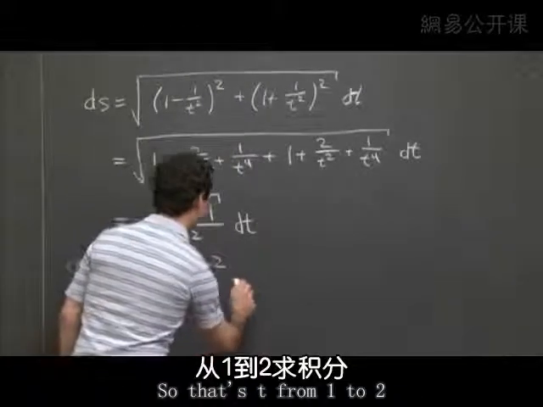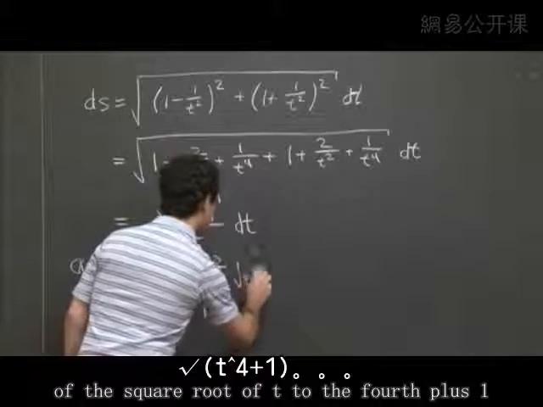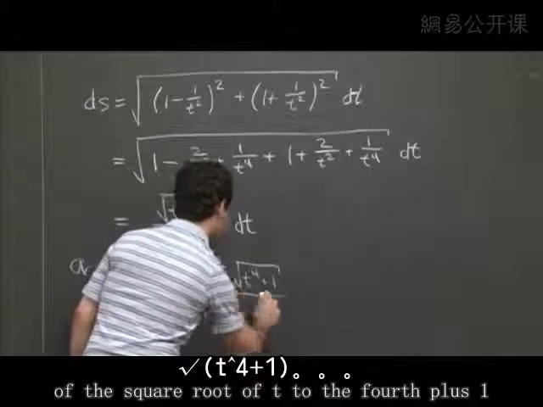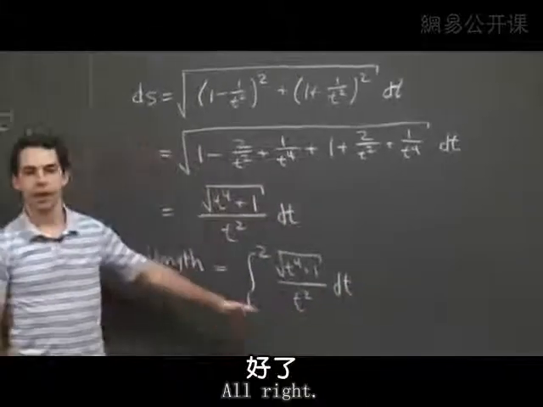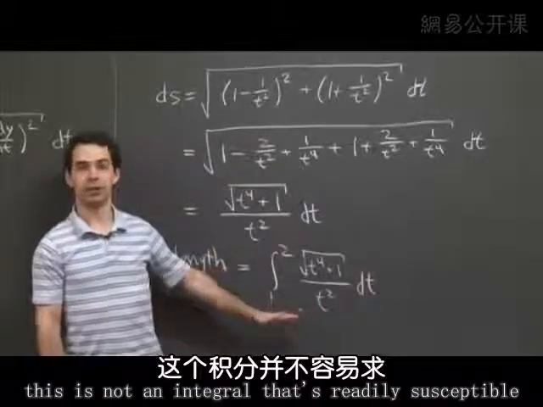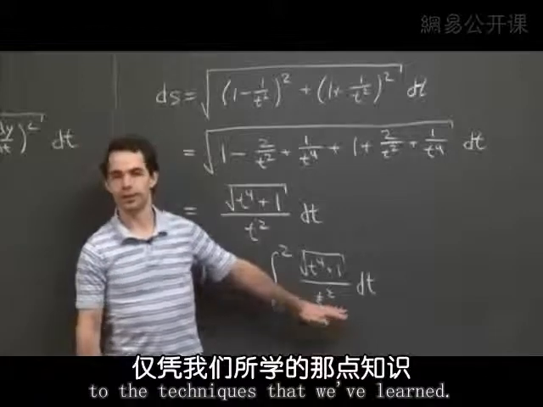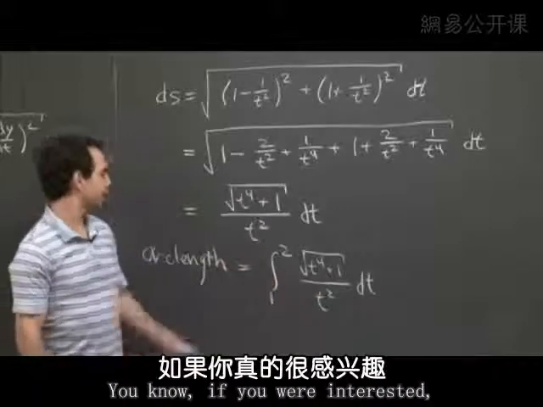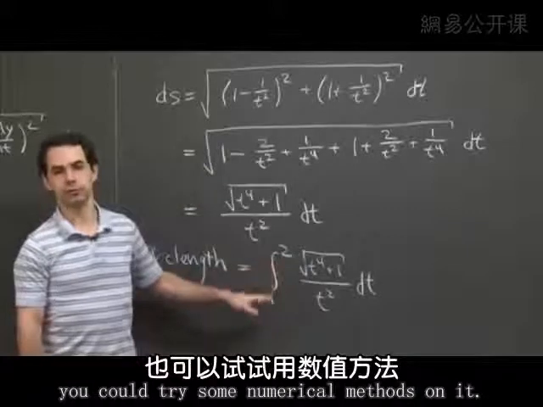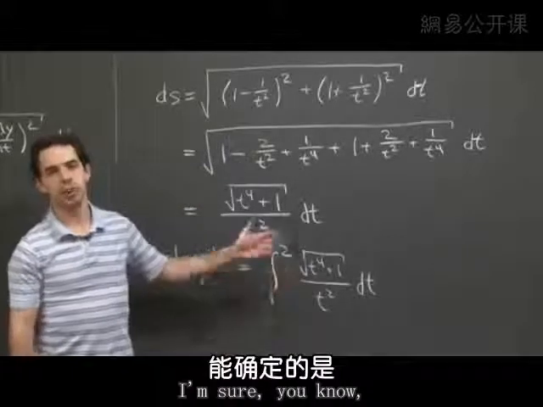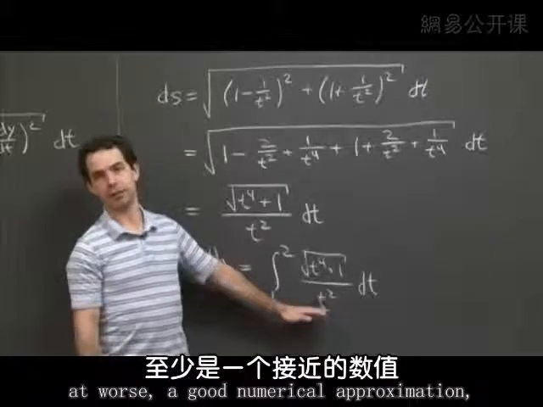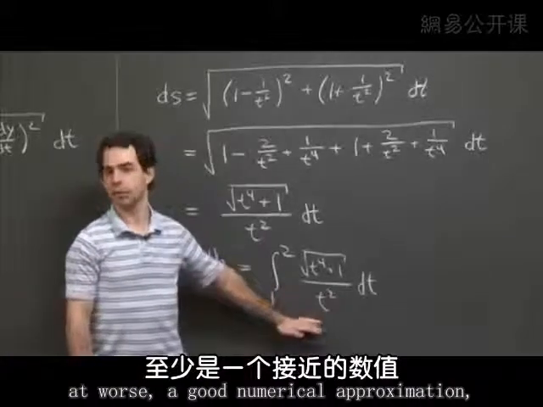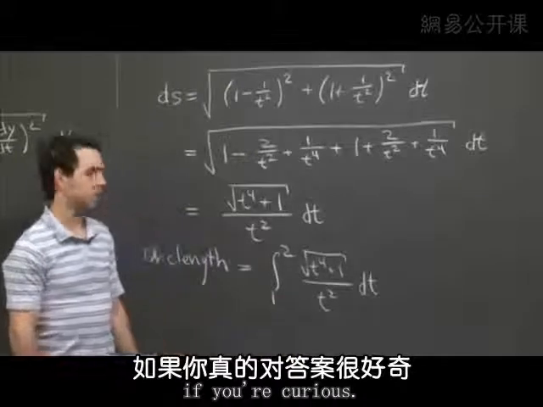So that's the integral for t from 1 to 2 of the square root of t to the fourth plus 1 over t squared dt. All right, so as I said at the beginning, this is not an integral that's readily susceptible to the techniques that we've learned. If you were interested, you could try some numerical methods on it. I'm sure computer algebra software can spit out, at worst, a good numerical approximation if you're curious.